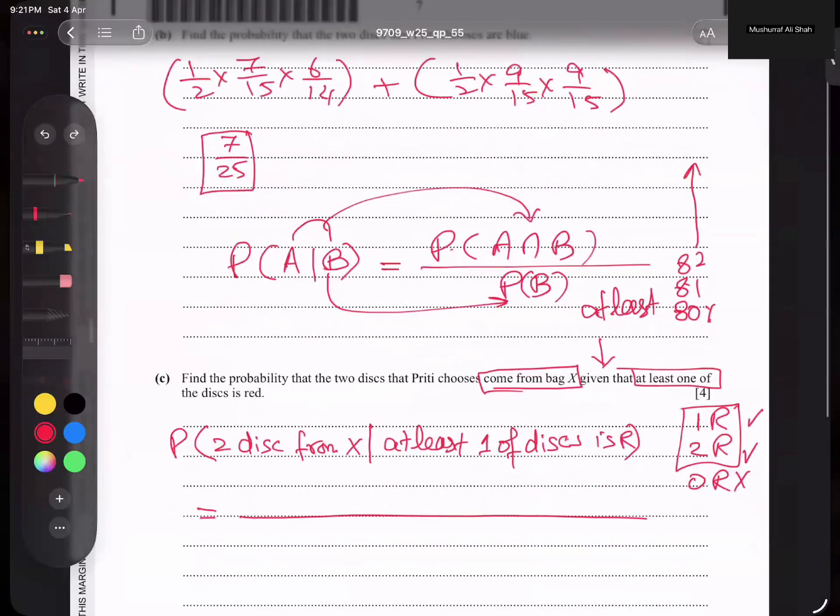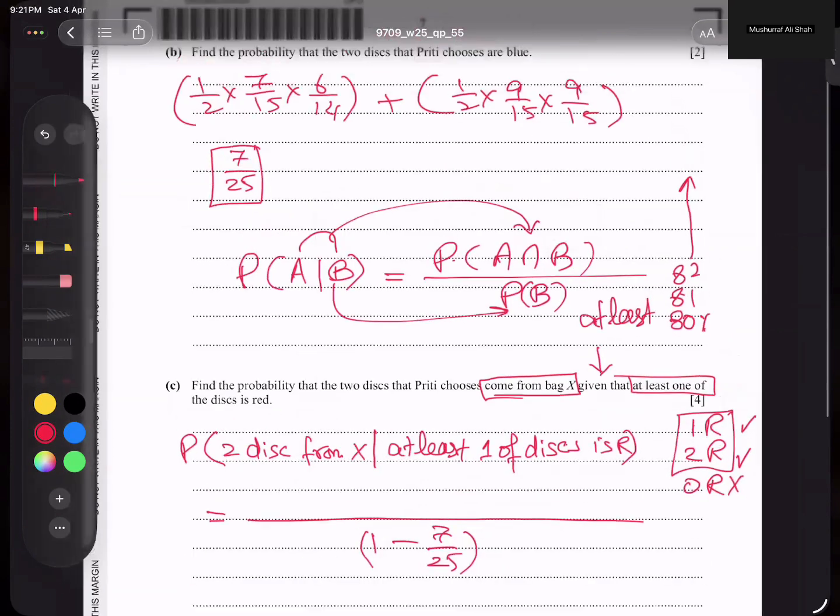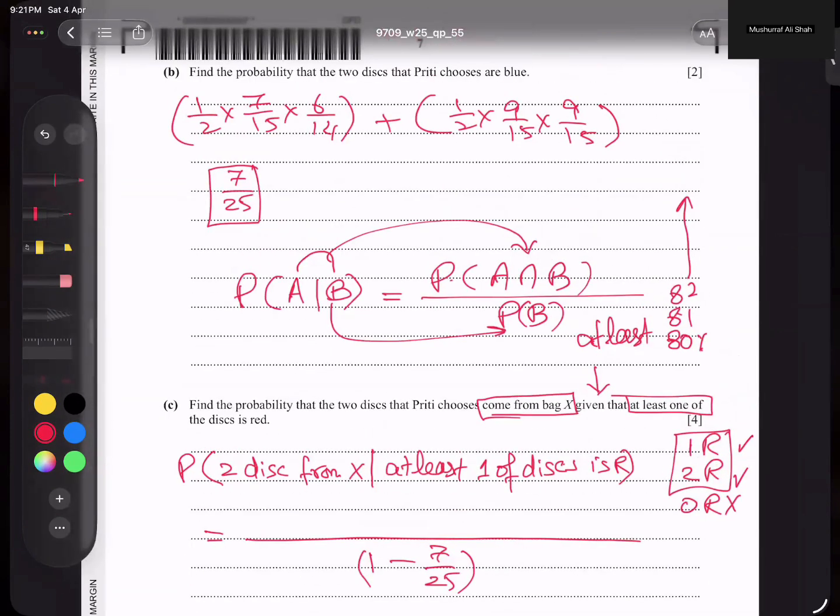So I can say 1 minus the probability of 2 blues. So I am going to write 1 minus that. So wait a minute, 1 minus 7 over 25. So this part is clear, and let's talk about the numerator.